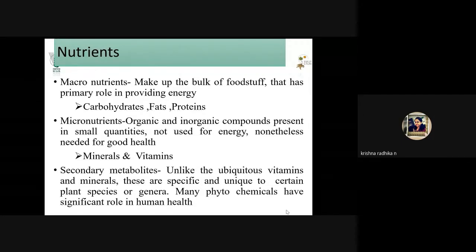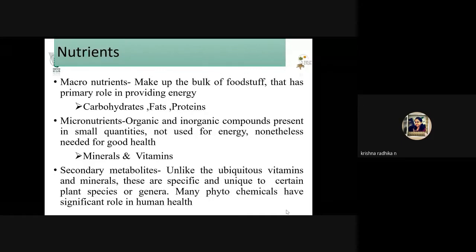And nutrients include macronutrients and micronutrients. Macronutrients make up the bulk of foodstuff that has the primary role of providing energy. That includes carbohydrates, fats, and proteins. And micronutrients include organic and inorganic compounds present in small quantities, not used for energy, but needed for good health. These include essential minerals and vitamins.